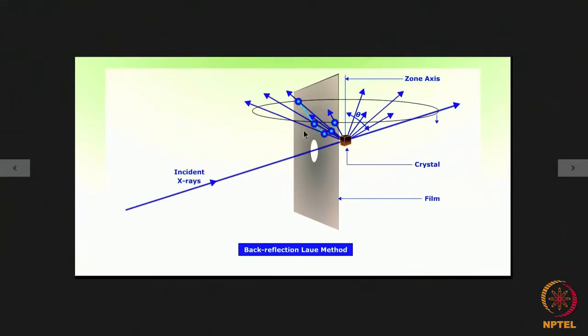Now, when we look at the back reflection Laue method, again from a zone of planes, the diffracted radiation will come out in the form of a cone. This is the base of the cone, and it will emanate from this point. If you join the diffracted points on the film, they come out in the form of a hyperbola.